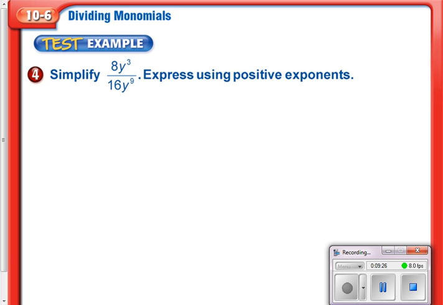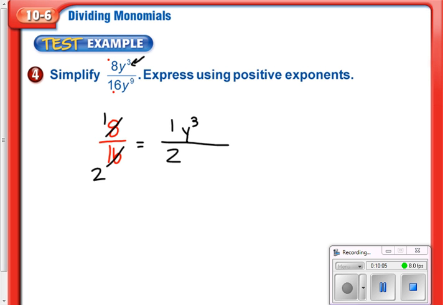Simplify again here. 8y to the 3rd divided by 16y to the 9th. Express using positive exponents. Well, right here, 8 and 16, they are not the same base, so you cannot subtract them. When you did not have the same base last time for multiplication, you went ahead and multiplied the numbers. So here, we're going to go ahead and divide them. So this is really 8 over 16. 8 over 16 would reduce to 1/2. So basically you have 1 over 2, and we still have y to the third, and we still have y to the ninth.